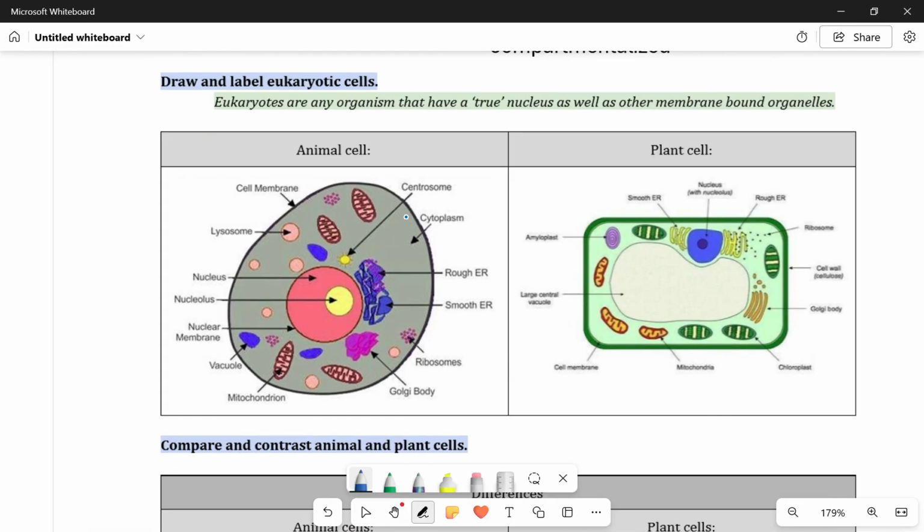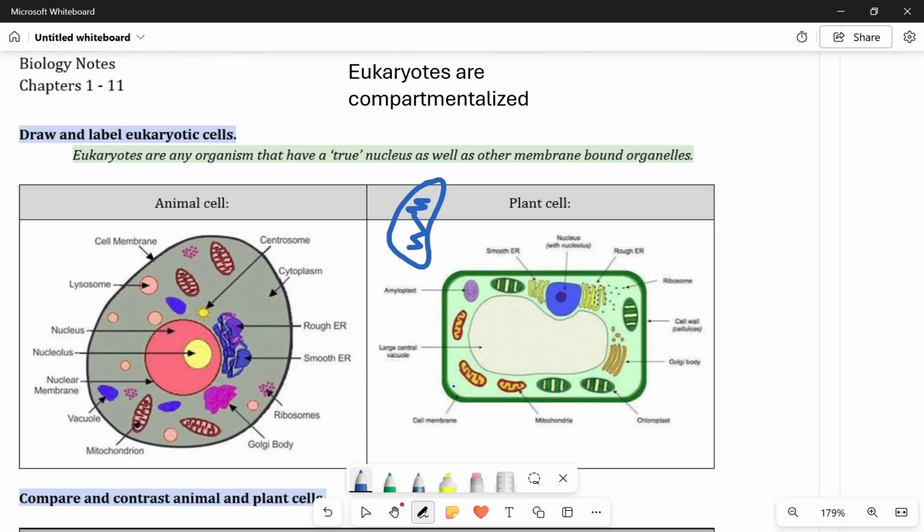For MYP you don't need to know how to draw the cells, but you need to look at the basic structures such as the mitochondria, the cell membrane, the nucleus. The nucleus takes up most of the space. The mitochondria looks like a kidney bean, I suppose. It has folds called the cristae to increase surface area for aerobic respiration. You have ribosomes, which are involved in protein synthesis. You have rough endoplasmic reticulum, smooth endoplasmic reticulum, Golgi apparatus, and other things which we will discuss today in this video.